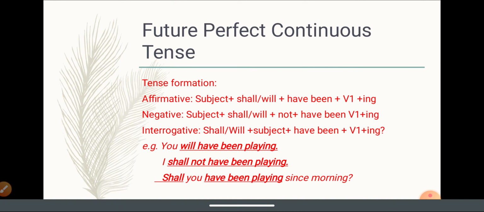Next comes future perfect continuous tense, like subject plus shall/will plus have been plus first form plus ing. You will have been playing, I shall not have been playing, shall you have been playing since morning. So these are some examples to show future perfect continuous tense.